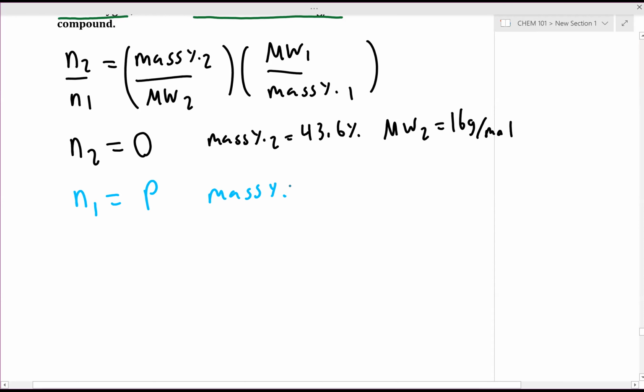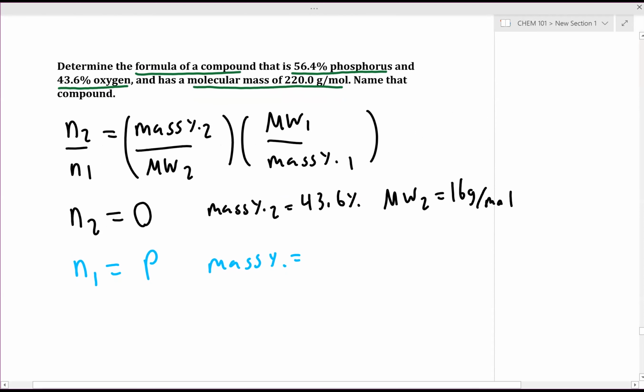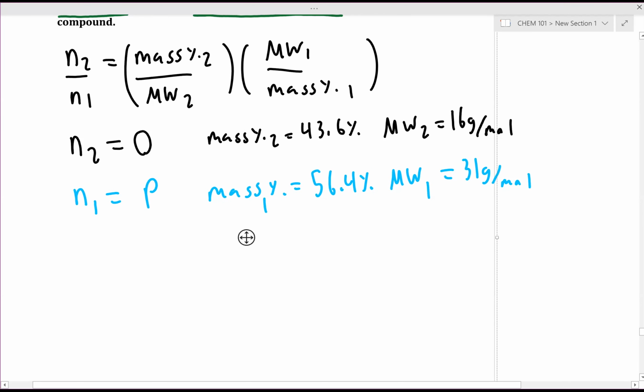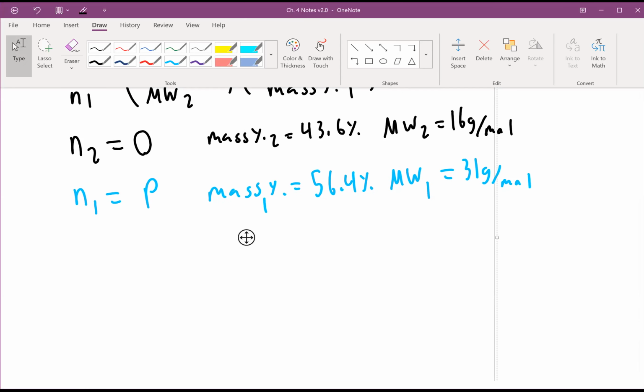And what is the mass percentage of phosphorus given in this problem? Yep, 56.4. The molar mass of phosphorus is about what? 31. Okay. So now we're ready to plug this in to our equation.